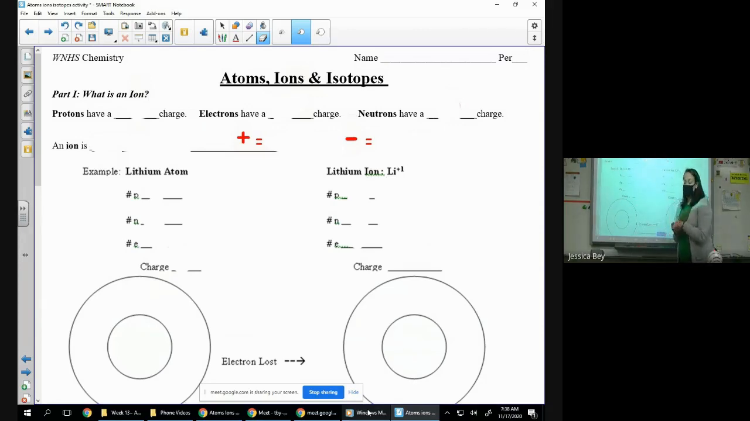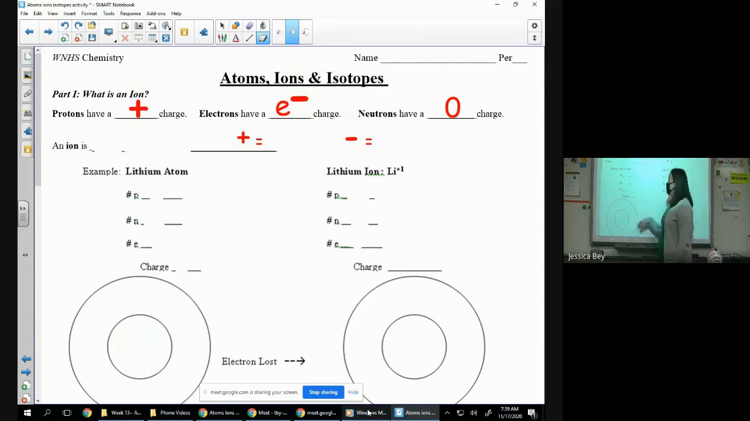This is an activity that we would normally do. It's just going to look a little bit different because you're going to have to do it in your seats. The first thing we're going to do is talk about ions and the difference between atoms and ions. Thinking back, protons have a positive charge, correct? Electrons have a negative charge. And neutrons have a 0 or neutral charge. We're all feeling good with that? That was a refresher from yesterday.